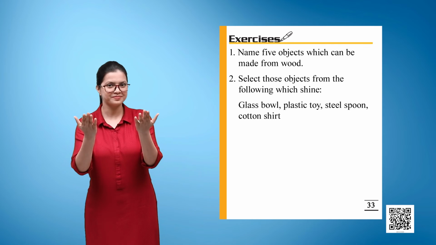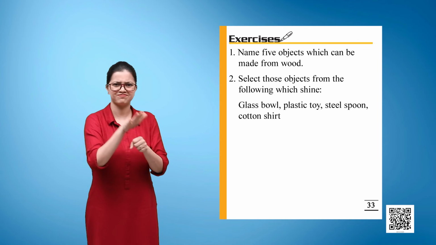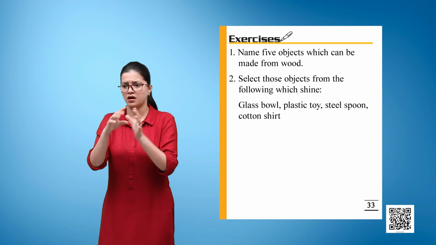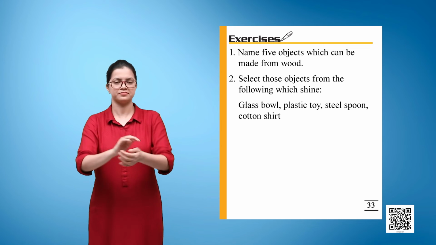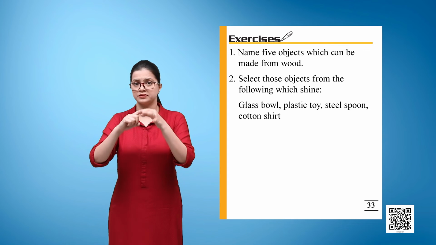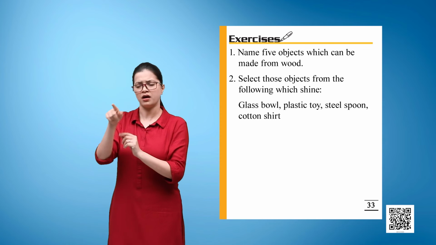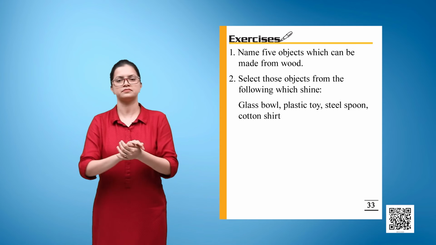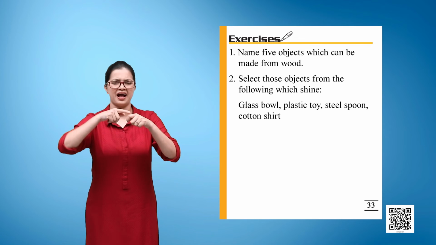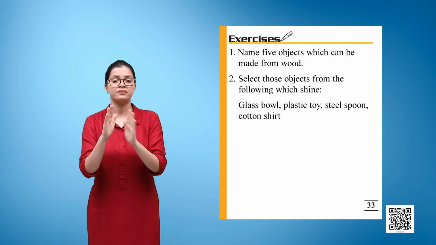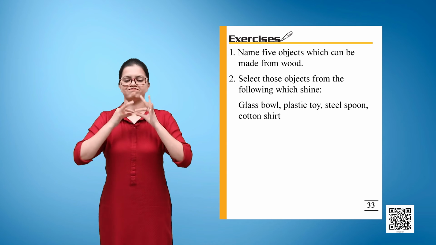Exercises. 1. Name 5 objects which can be made from wood. 2. Select those objects from the following which shine. Glass bowl, plastic toy, steel spoon, cotton shirt.